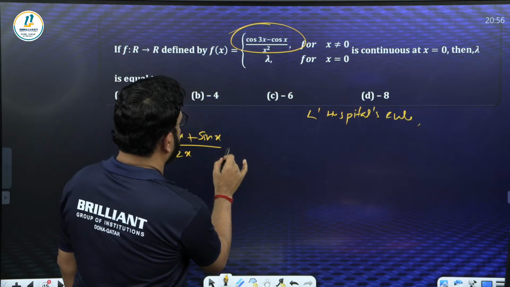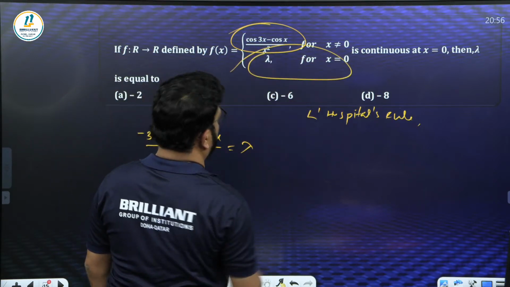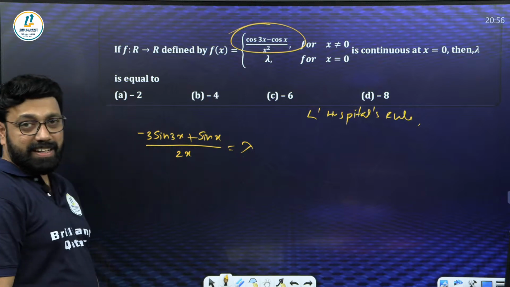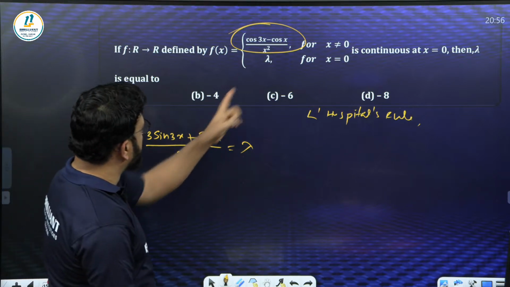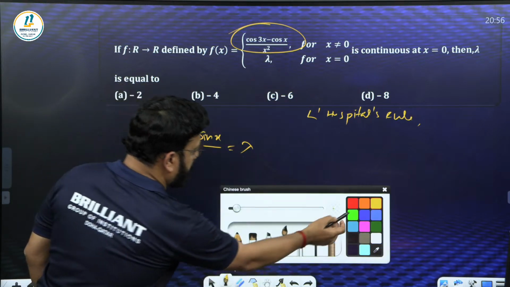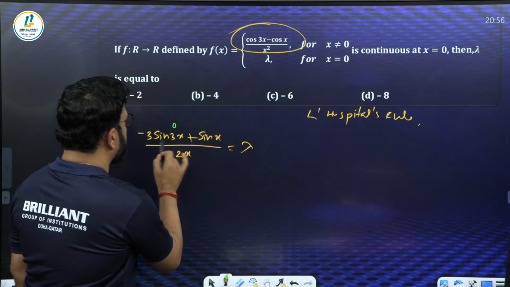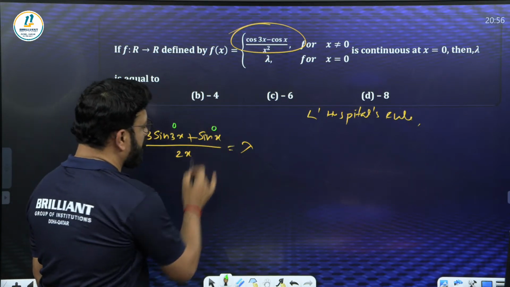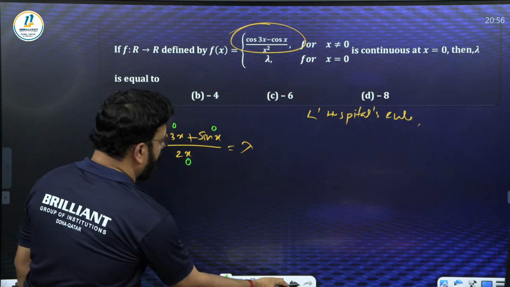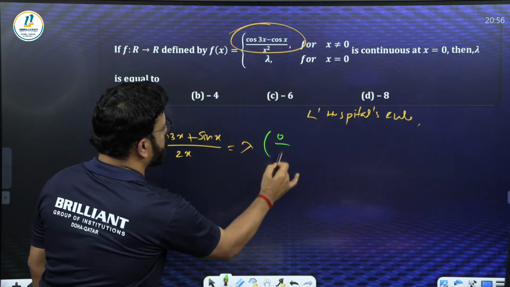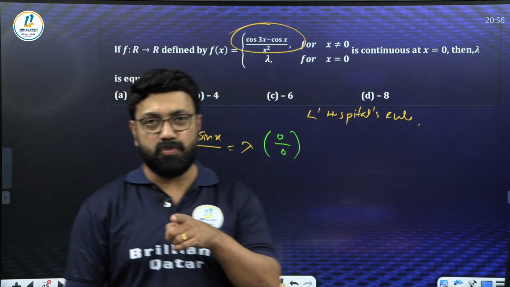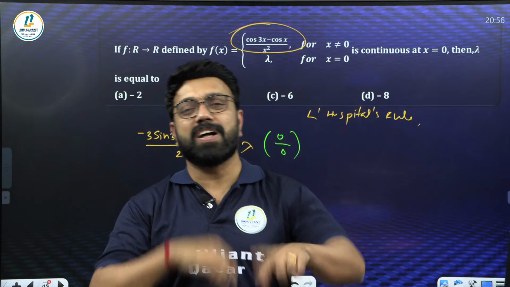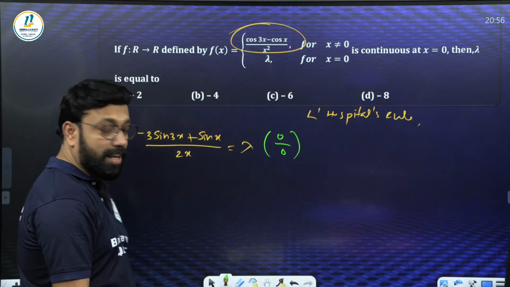See, equal to the value f of 0 equal to lambda directly. Minus 3 sin 3x, I am substituting x equal to 0. What will we get? Please check. Sin 0 goes to 0, so minus 3 into 0, sin 0 again 0. But here 0 again, it will come to 0 by 0 form, indeterminate form. At that time, what we want to do is once again take the derivative by L'Hospital's rule.